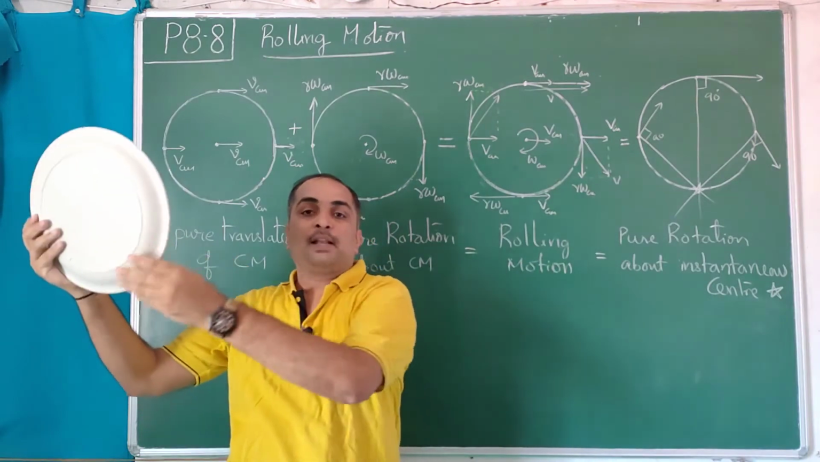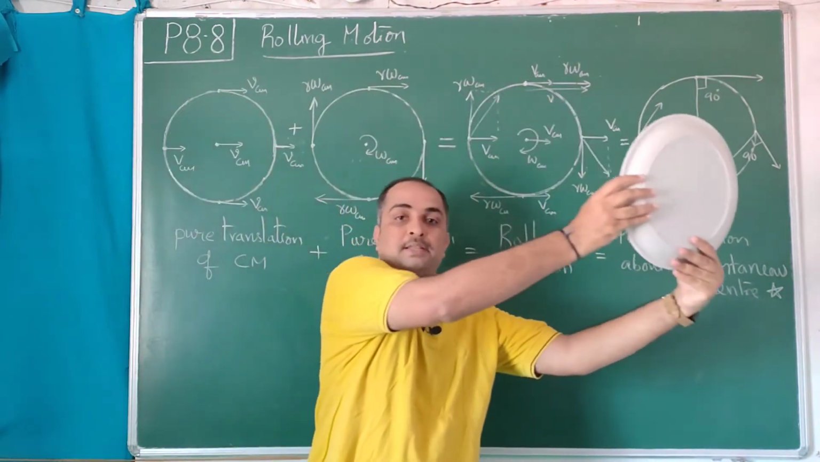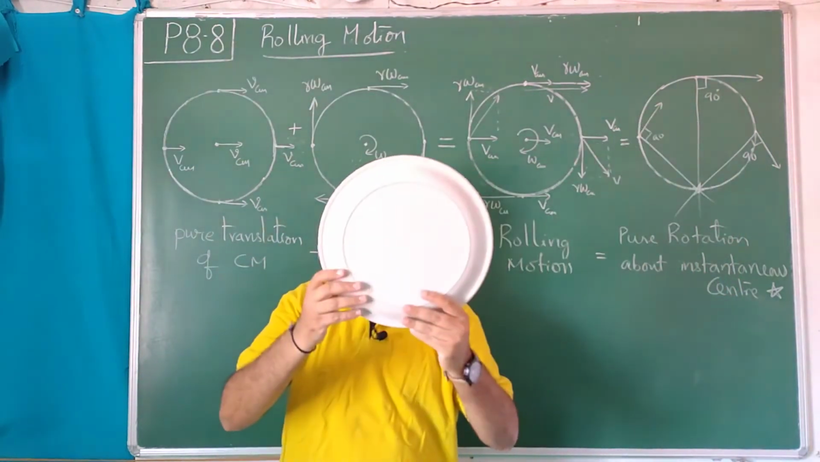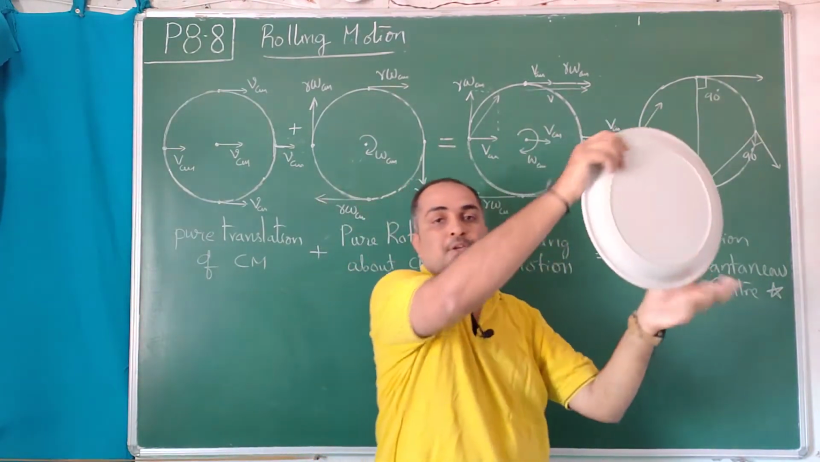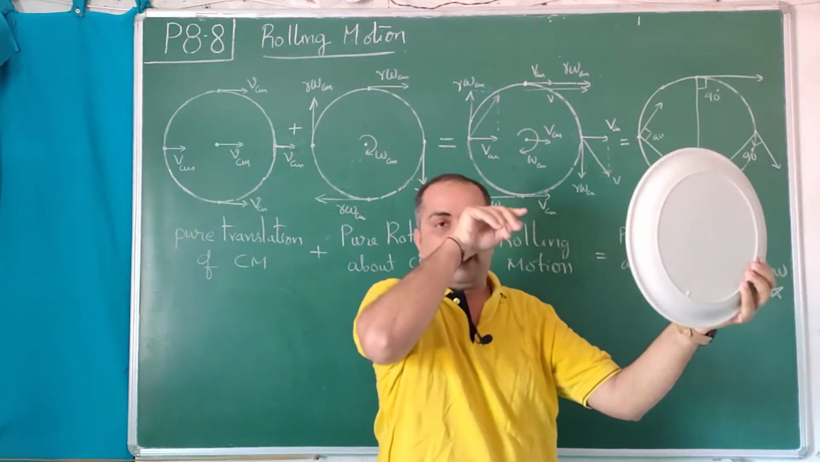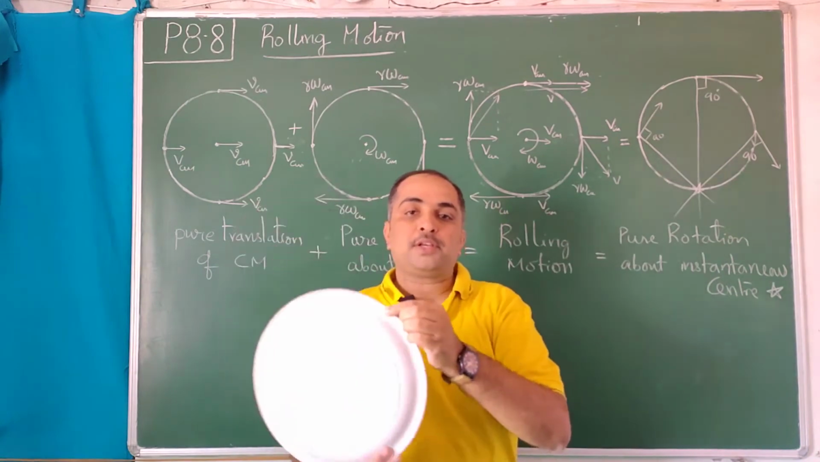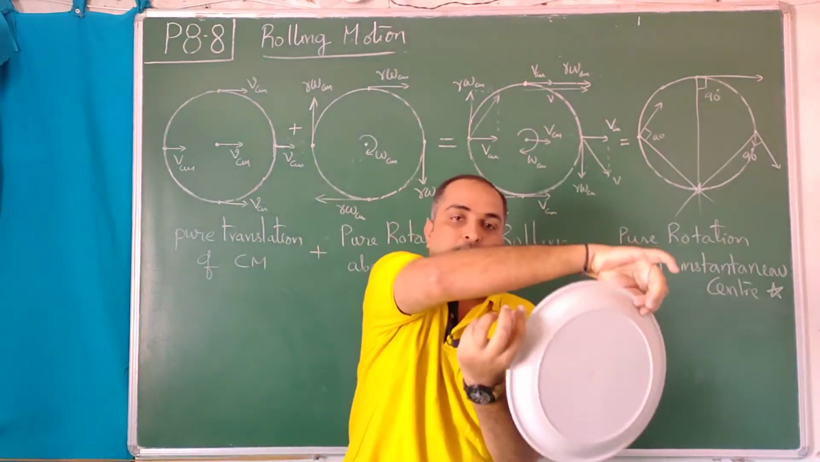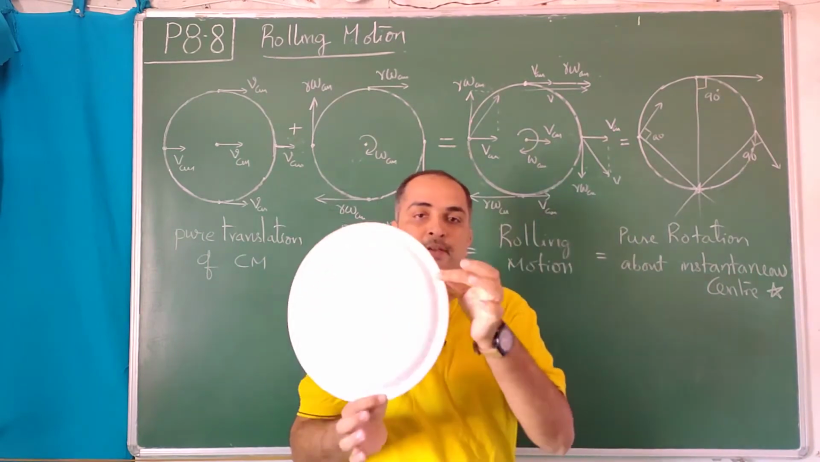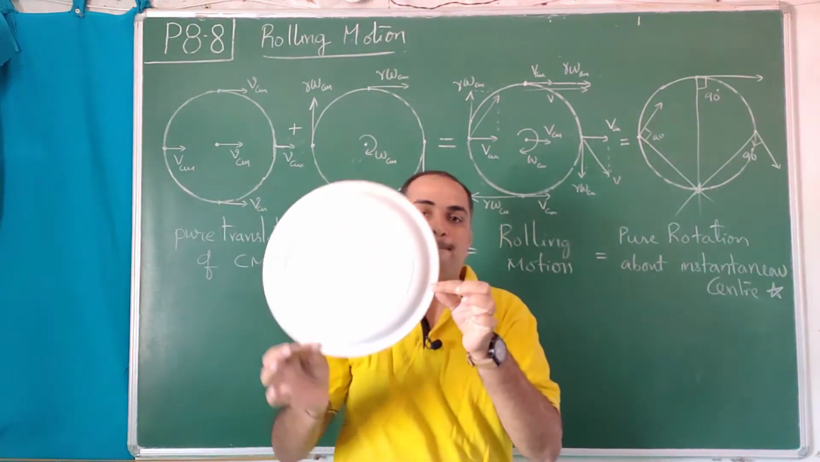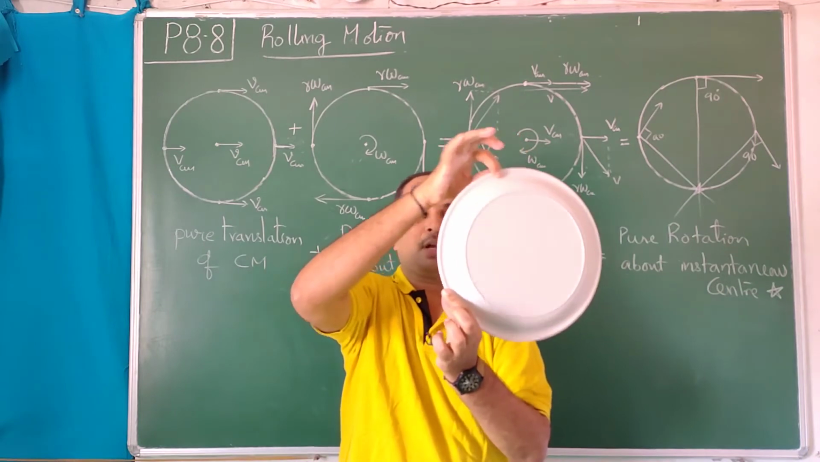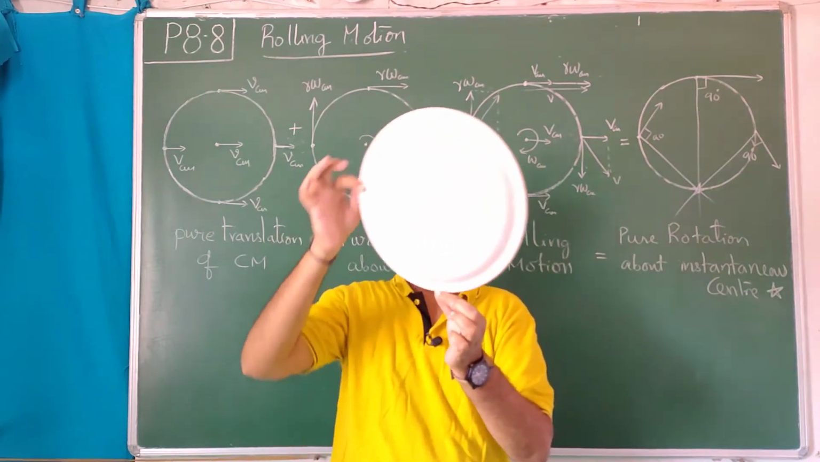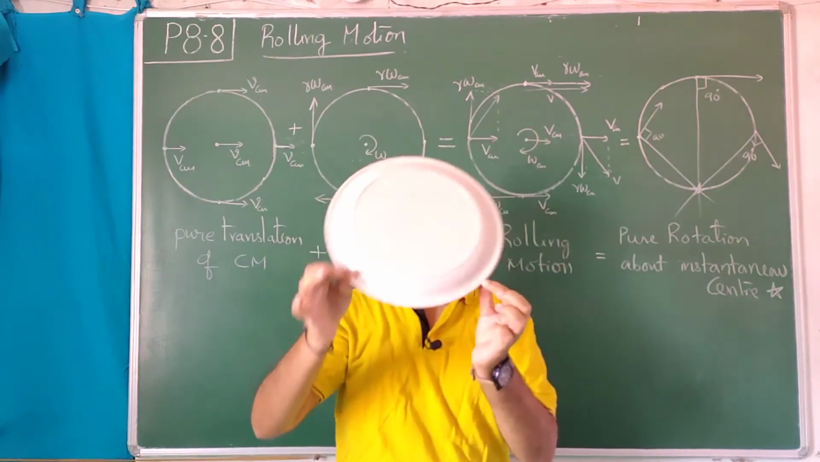So now that can be taken as visually pure translation of CM, and after going there, pure rotation without any translation, or pure rotation about the instantaneous center. Hold it like this and like this. At a given place I am holding at the periphery and rotating. Rotation is not occurring about the center. Rotation is occurring about the periphery.